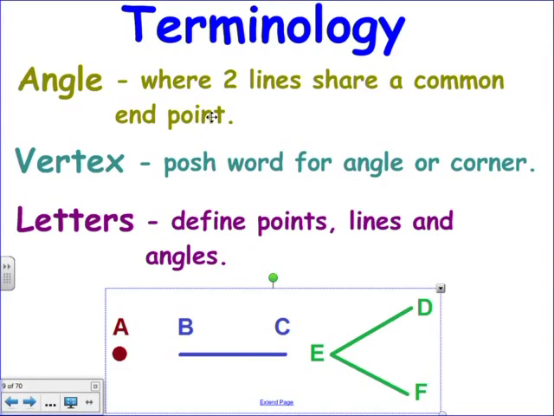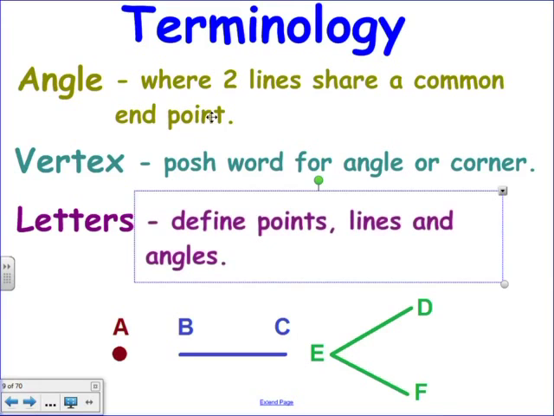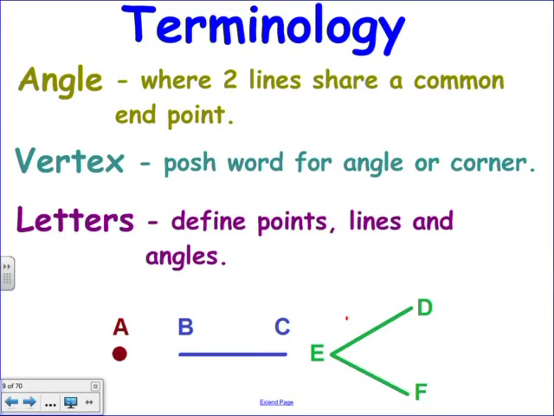Now there's two ways of discussing this angle. And this is really important. They will give you information on angles in one of two ways. They might say the angle at E. So it's saying I'm interested in that angle. Or they might say the angle at DEF. Why have I written it that way? Because when you look at DEF, the angle is in the middle. So the angle's always in the middle when they're defining an angle.